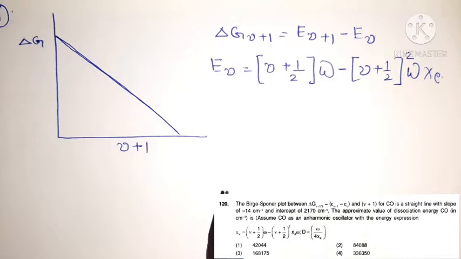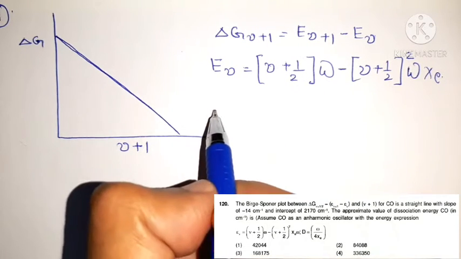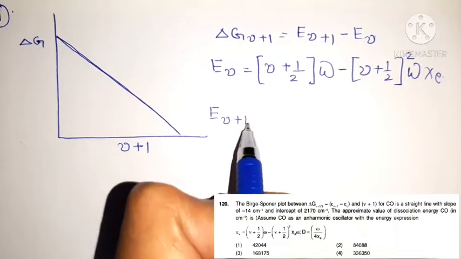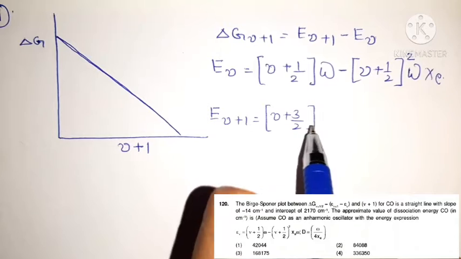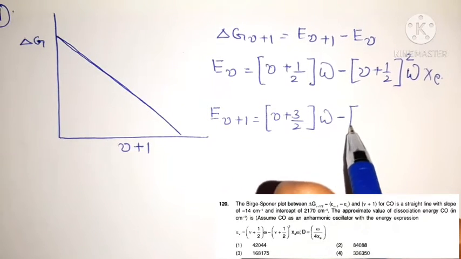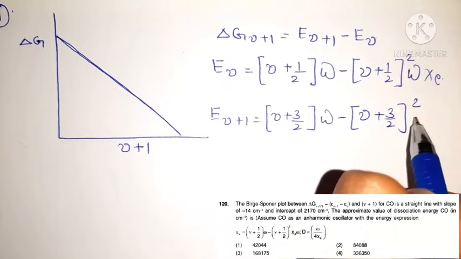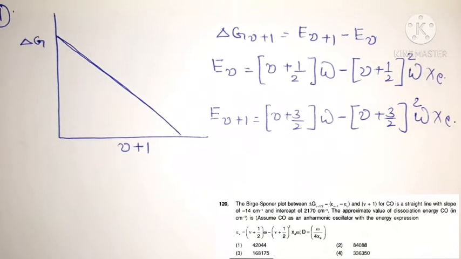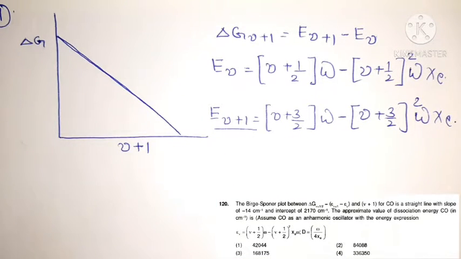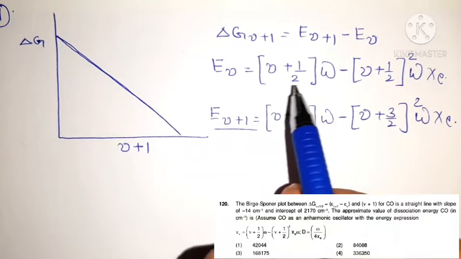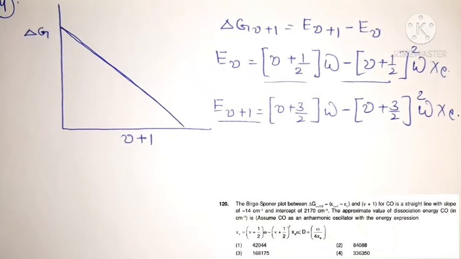So from this value we also conclude the value of E nu plus 1. You just add plus 1 in this whole expression. So E nu plus 1 is equal to (nu plus 3 by 2) omega minus (nu plus 3 by 2) whole square omega xe. Understand? We only add plus 1 in this whole term, so we get the value of E nu plus 1.